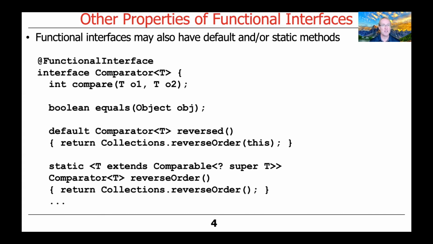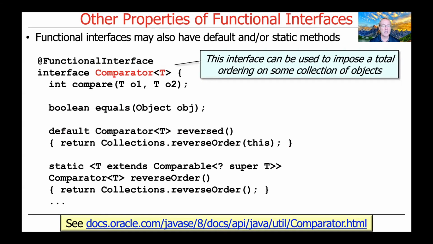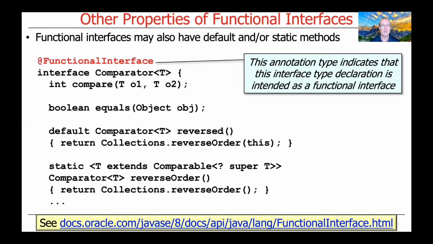For example, a functional interface can have default methods or static methods, and we'll see that in just a moment. To make this discussion more concrete, we're going to take a look at the Java Comparator interface. This interface can be used to impose a total ordering on some collection of objects. And in fact, we used this in our earlier discussion about the Java Function functional interface and how you can use the comparator to sort it.